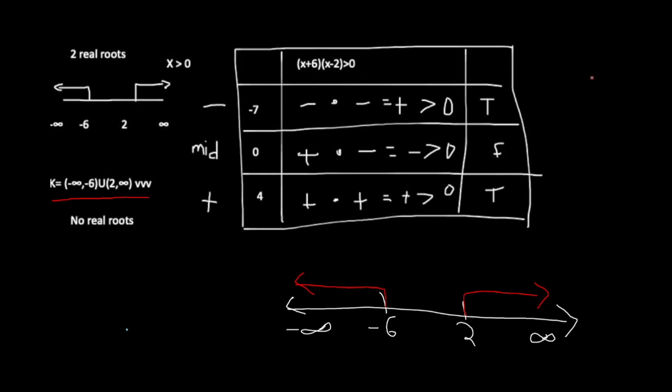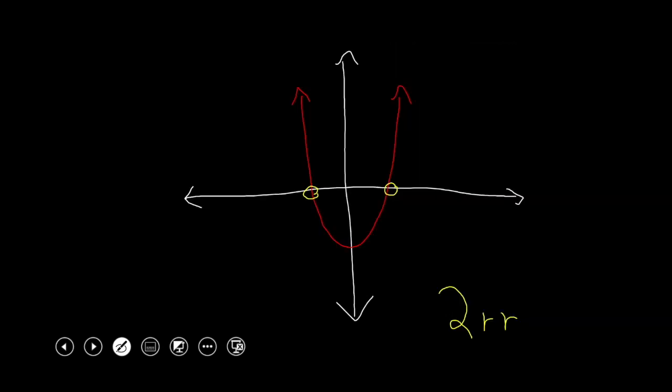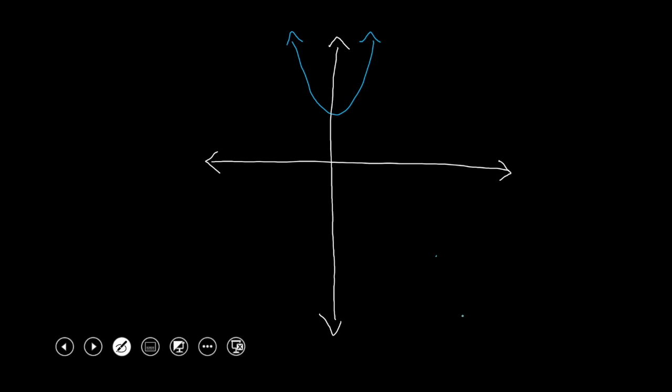To find the values of k that give us 0 real roots, we look to the chart and see which ones are false. In this case, they are the values in between -6 and 2. Those are the values of k that will give us no real roots. The graph would look something like this. So the values of k that will give us no real roots are open parentheses -6, comma, 2, close parentheses.